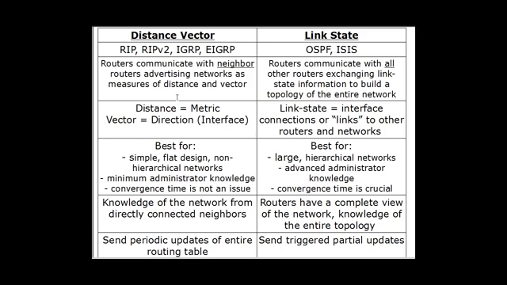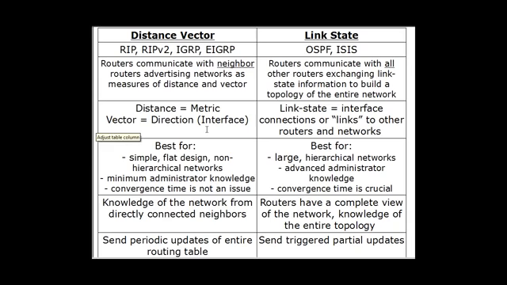And let's go to the next row here. So measures of distance and vector. Well, in distance vector, distance refers to the metric. So the distance, like in RIP, would be hop count. So how many hops or how many routers do you have to pass to get to a network. That would be the distance, which is also known as the metric.